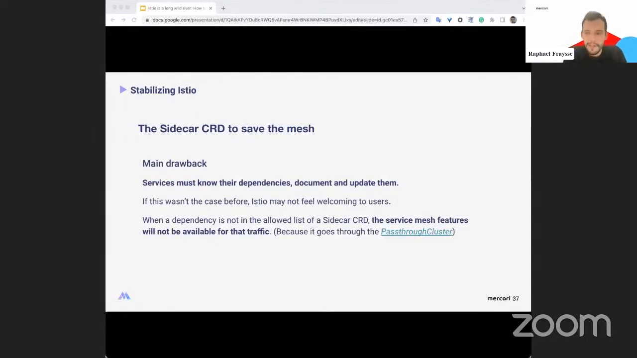But the main drawback is that services must know their dependencies, document and update them. If you don't have these habits, it's hard, because then Istio may feel not welcoming, as you need clear dependency management configuration alongside Istio. And what happens when a dependency is not in the allowed list of the Sidecar CRD is that the service mesh features will not be available for that traffic, because Envoy will consider it pass-through cluster traffic and will not apply any filters on it. So you lose all the benefits of having the sidecar injected.